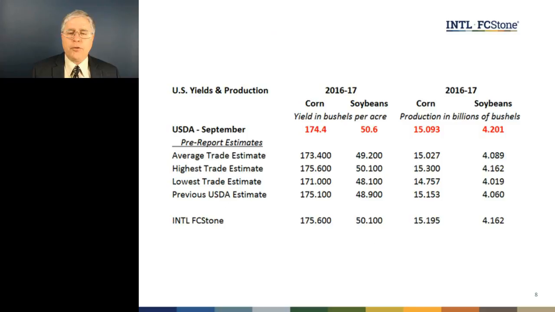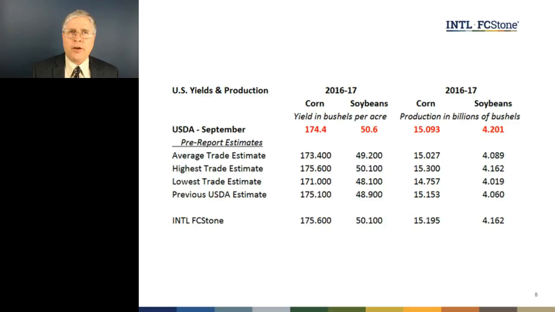Now, looking at today's numbers, we see that USDA came in with a yield of 174.4 bushels for corn, and that was near the high end of trade expectations. It was a little over a bushel below our trade estimate at 175.6. And once again, I want to take this opportunity to thank all of you who are out there who filled out our survey and provided us good information. We're real pleased with how close we came to the estimate. And it's because of you, those of you who are our customers, our clients who are filling out the survey and putting the time into it, that we're able to come up with these estimates that are very respectable in the industry right now, particularly after how close we came in August, off just a tenth of a bushel.